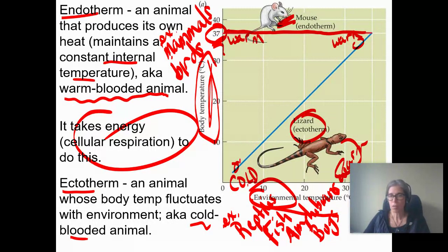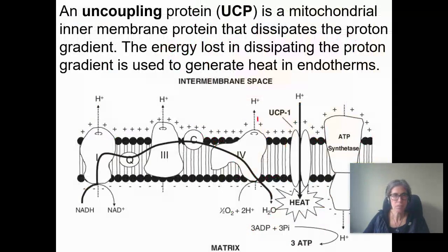So when it's cold, their metabolic rate is going to be very slow because their enzymes don't have as much activation energy as they need to make the reactions go more quickly. So how does all that work? It works with an uncoupling protein in your inner mitochondrial membrane. So let's review what the inner mitochondrial membrane looks like.